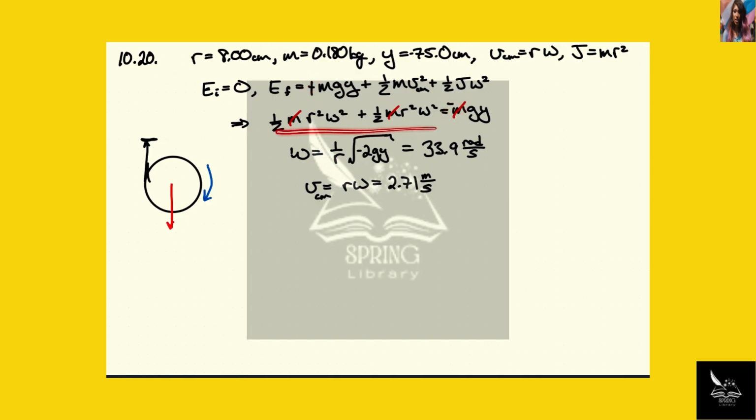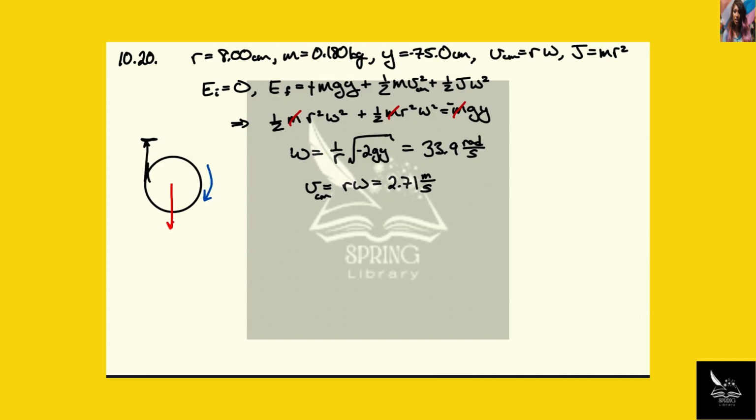So anyway, this is our equation that we need to solve, and we know everything in here but omega. So the m's drop out. We were told m, but we don't need it. It turns out that it drops out, and we can solve for omega. So omega winds up being 1 over r times the square root of minus 2gy. This is not a problem because y is negative, so we get a real solution. Plugging everything in, we get 33.9 radians per second.